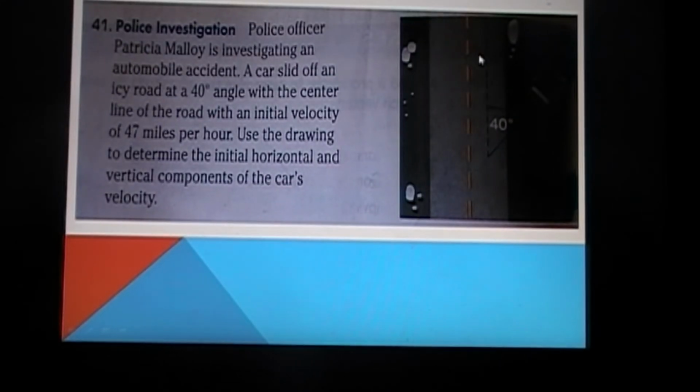All right, so here's one. Police Officer Patricia Malloy is investigating an automobile accident. A car slid off an icy road at a 40-degree angle with the center line of the road with an initial velocity of 47 miles per hour. Using the drawing, determine the initial horizontal and vertical components of the car's velocity. And we'll do a video explanation.